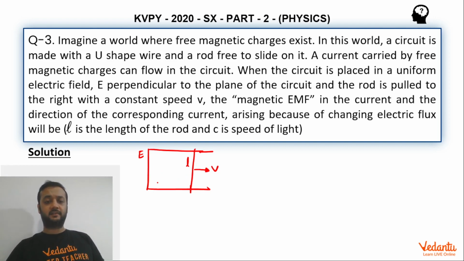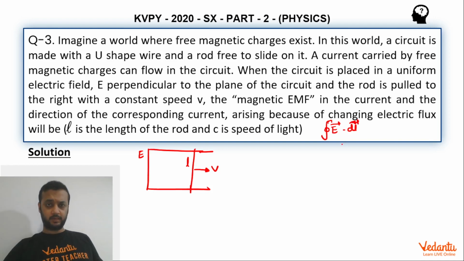But here electric field is present. And we have to find the value of the magnetic EMF and the direction. That means whether it will be clockwise or anti-clockwise. So we have to talk about direction and magnetic EMF, right? So basically what is electric EMF, what is induced electric EMF? So you know this is the value of electric EMF.